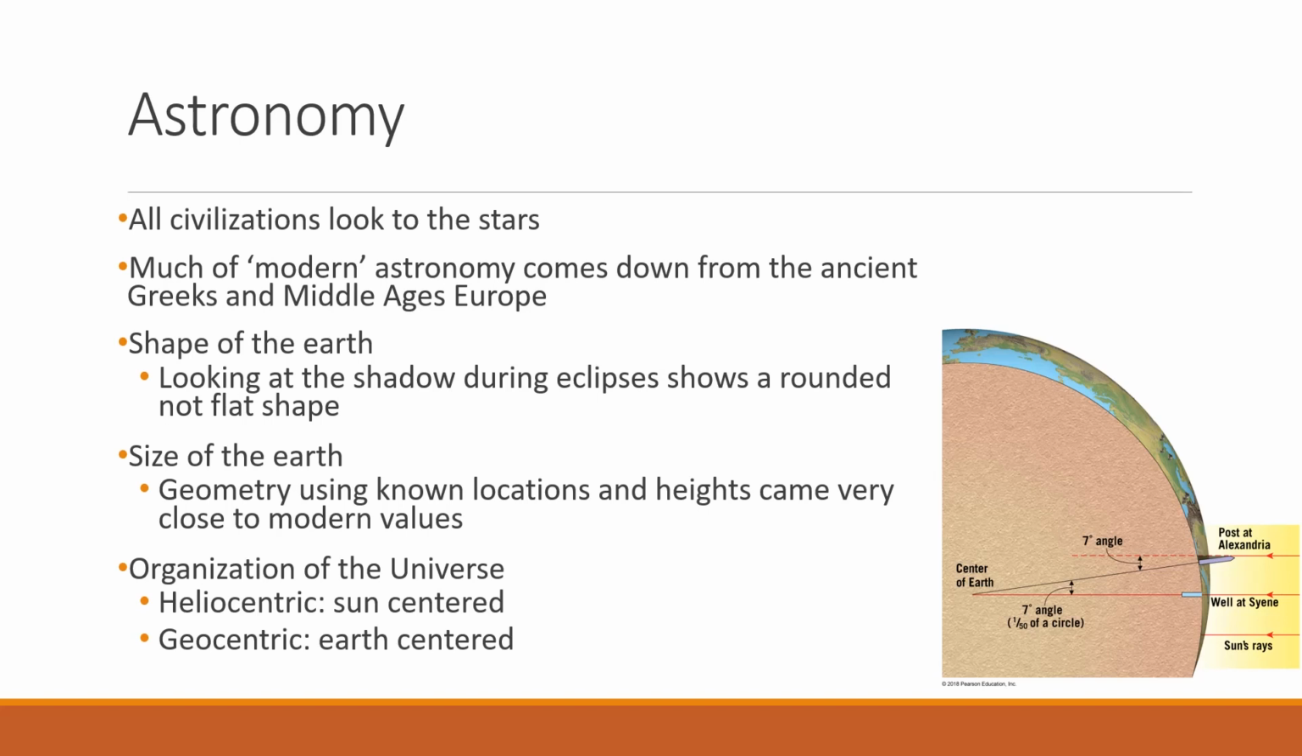So, the shape of the Earth. One of the things to look at is that during eclipses, the shadow is rounded. So, that indicates that the Earth isn't flat, that the Earth is spherical. And we can see that. If we see a shadow and the shadow is not flat, that implies that the Earth itself is not flat.